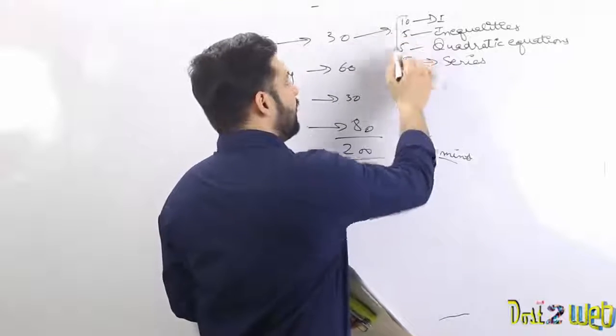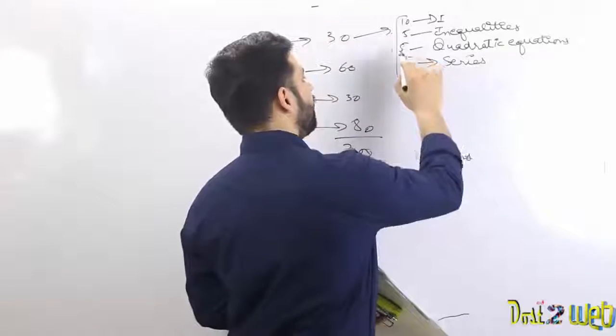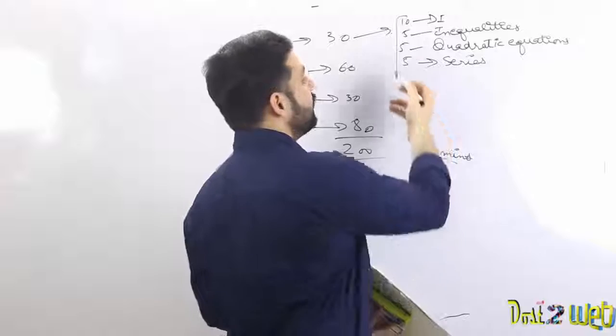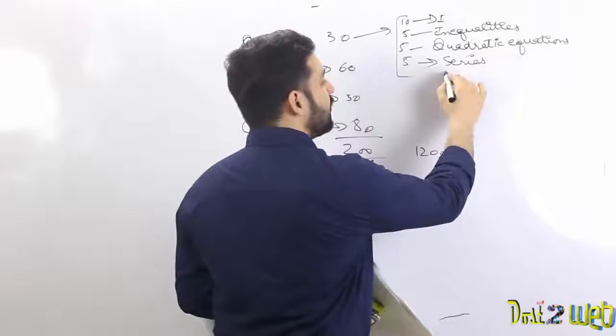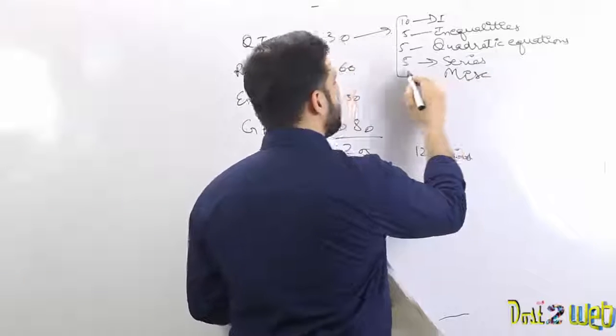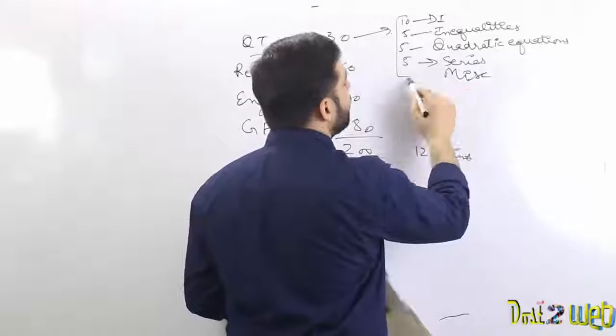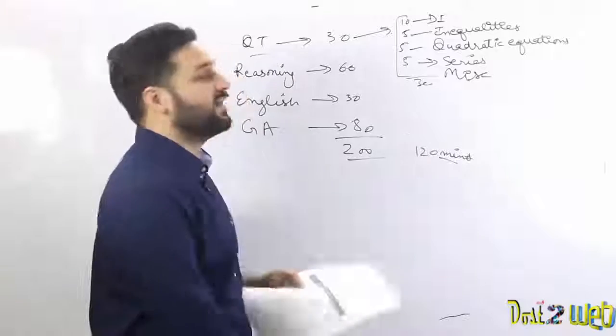So this is not a fixed pattern. Maybe next year you won't find quadratic equations, maybe you won't find inequality, so this can happen. Then there is time and work, time and distance, mixtures, allegation. The total is 30 marks. So that's the quantitative aptitude syllabus.